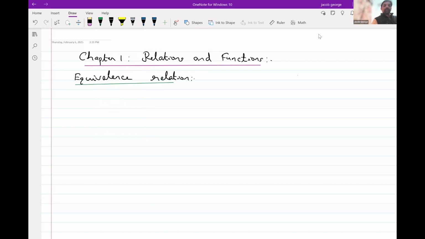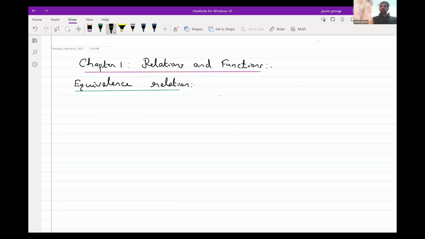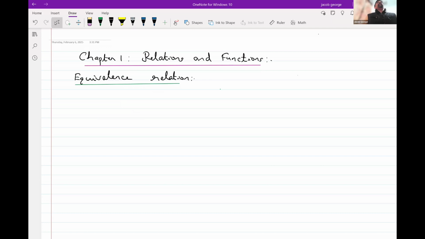As I told you last class, you have to keep your notebook neat. If possible, you can prepare an index page with the chapter name, chapter content, page number, and then the date of starting. Today's date is 6/2. After writing the headings, draw lines like this, and leave a small left margin. If you keep these minute things, your notebook will be neat.